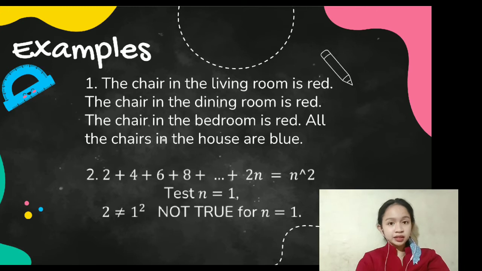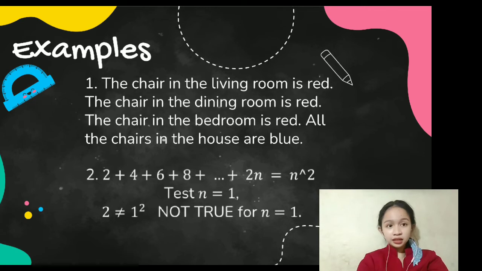Okay, let's proceed to the next example, number 2. Prove 2 plus 4 plus 6 plus 8 plus ellipsis plus 2n equals n raised to. In mathematical induction, the first thing to do is always try the first one. If it shows untrue for the first one, that means the statement itself does not hold true for all natural numbers. So, these are the examples.